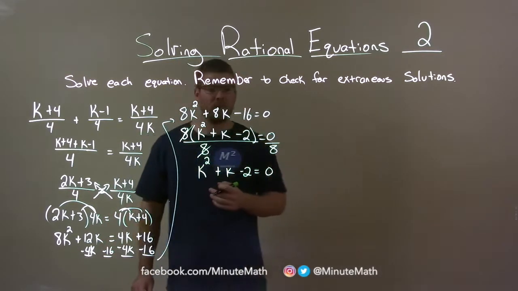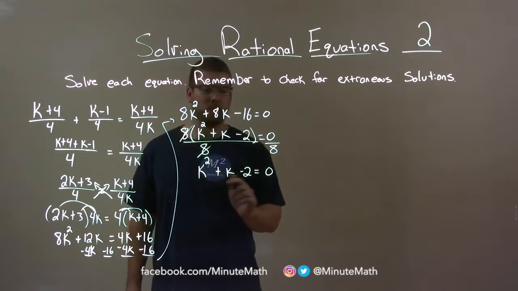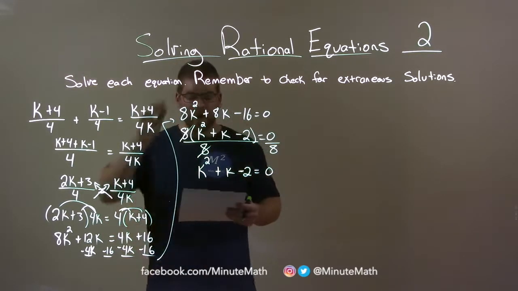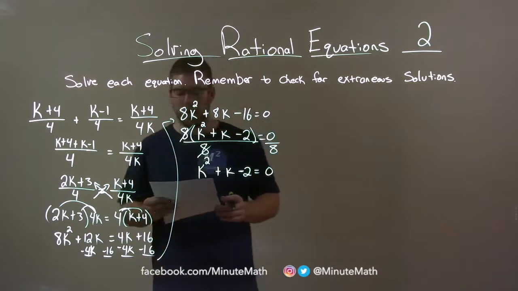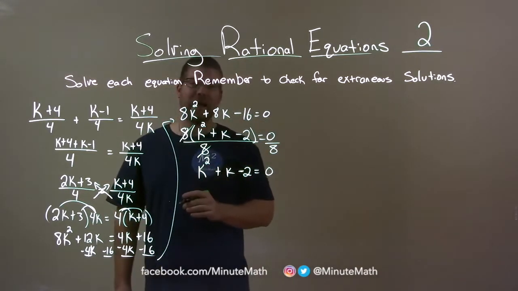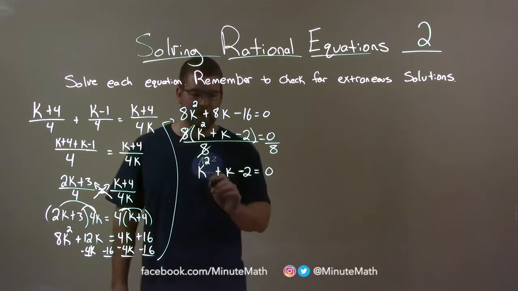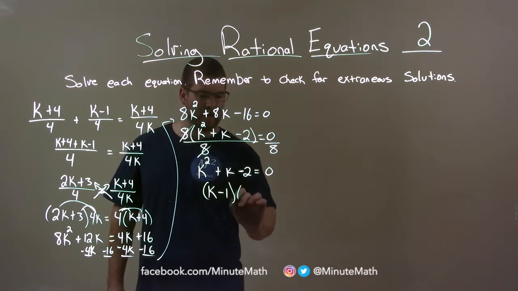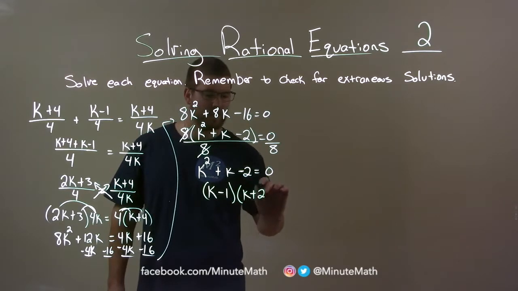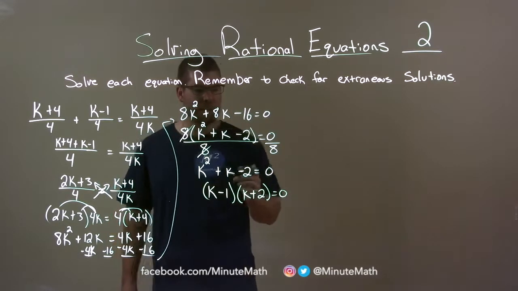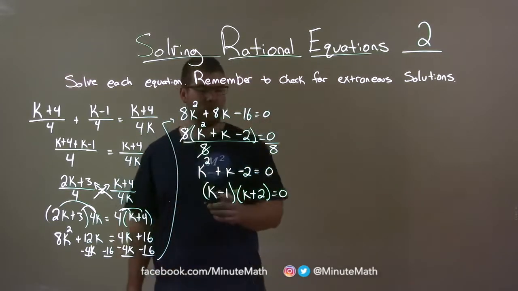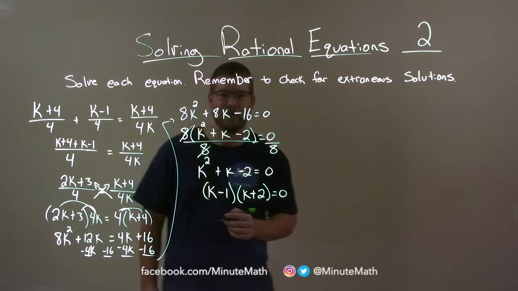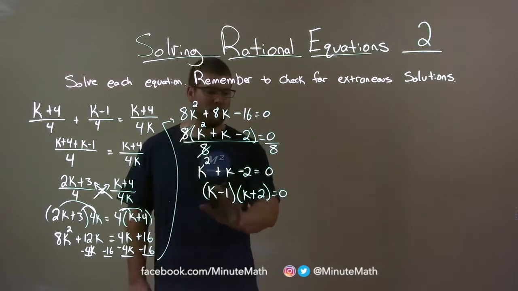So we ask ourselves this question. What two numbers multiply to be negative 2, but add to be positive 1? And that's going to be k minus 1 and k plus 2. So it's a positive 2 and minus 1. Those are two numbers that multiply to be negative 2, but add to be a positive 1, the b value in front of that k there. Okay, so we factor that out.